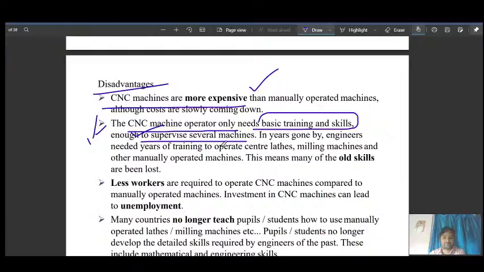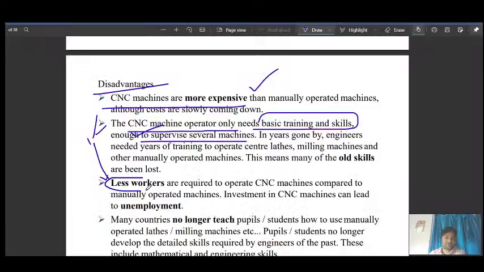What will happen? We will see. It will lead to fewer workers. It means less requirement of jobs, and it will lead to unemployment. And in the lathe machine, there was this drawback: the engineer or operator needed to train for many years to operate a center lathe, milling, or other manually operated machine.